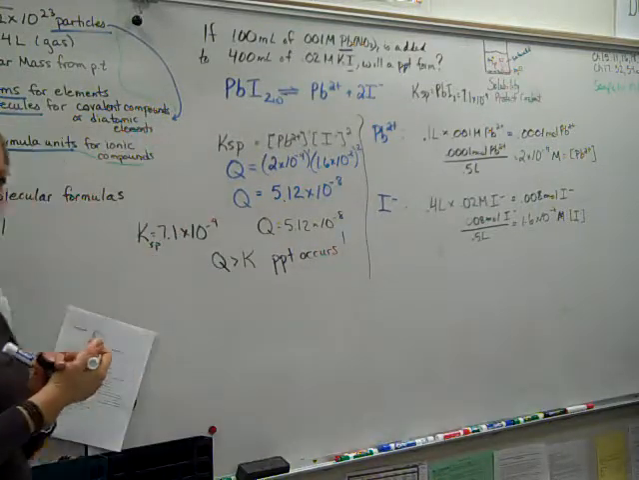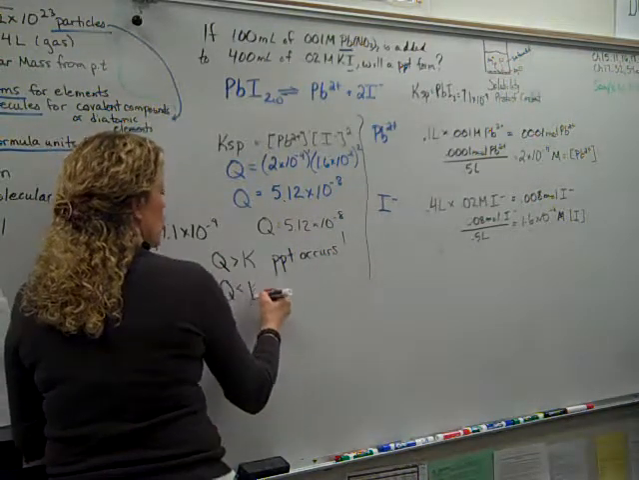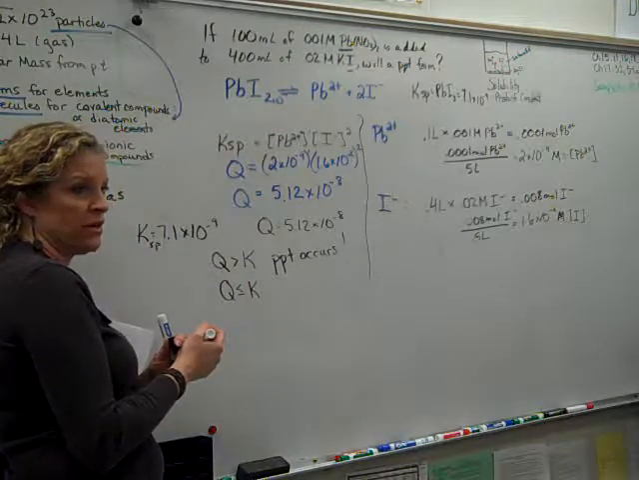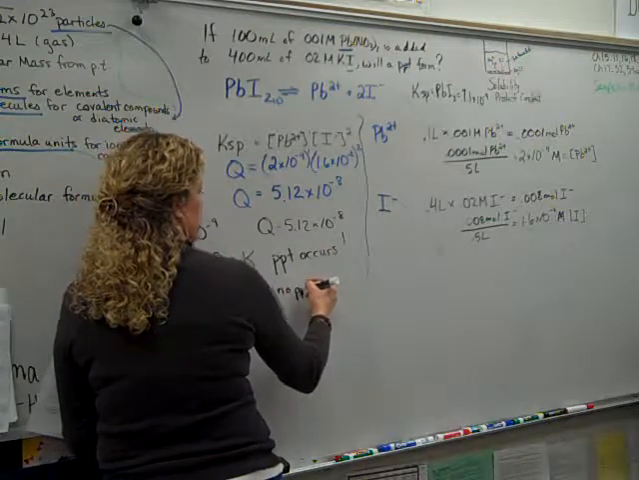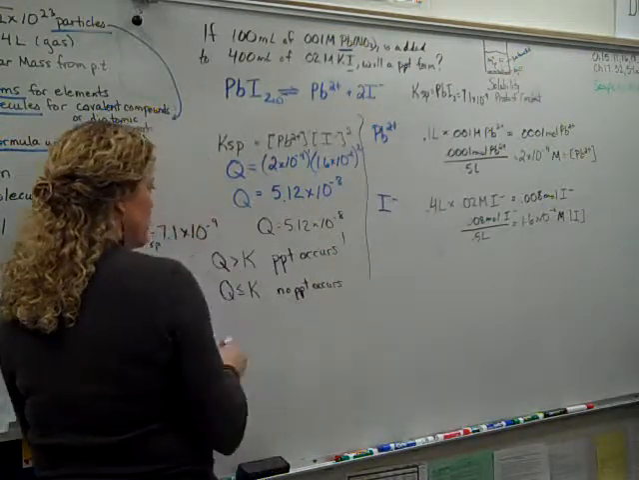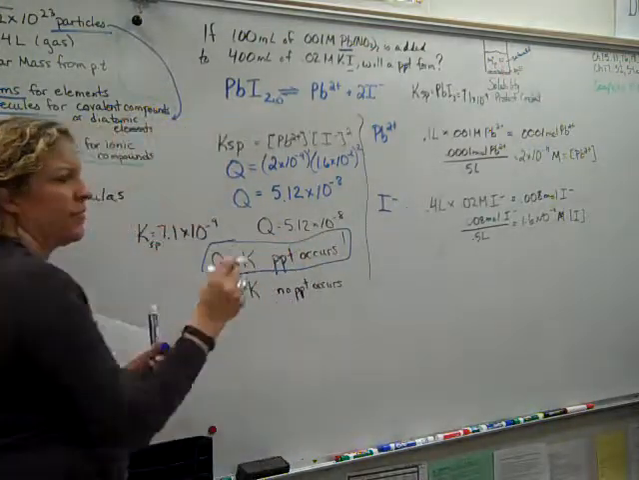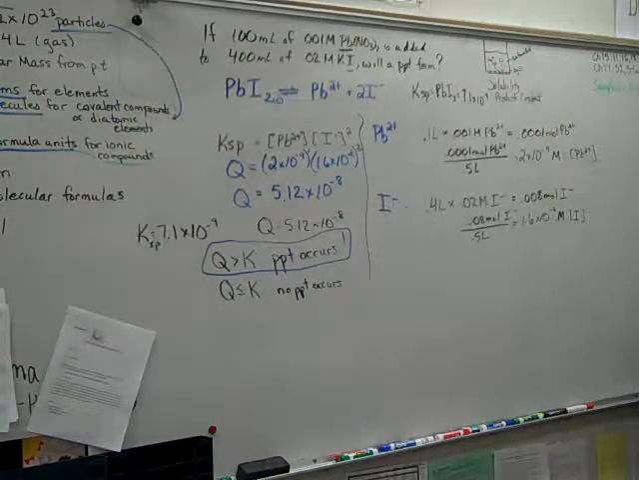Does everybody get that? Now, if Q is less than K, or even exactly equal to K, will a precipitate occur? No, no precipitate occurs, because you can still fit more. But the answer to this problem was yes, a precipitate occurs. Someone had their hand up. Yes, Summer. So if the exponent is less than the original, precipitate will form.